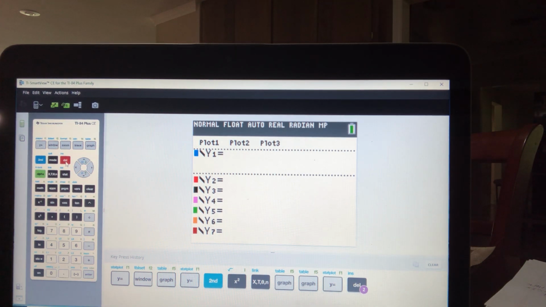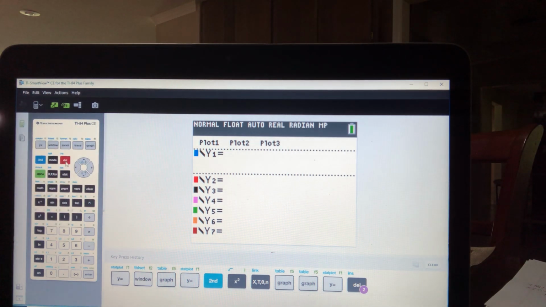Okay, so I want you to see what the graphs for some radical functions look like, and then we're going to talk about transformations of those graphs as we have done all year. So the first one we're going to take a look at is the square root of x. So I'm on the y equals screen right now, so that would be the top row first button. So when you press that, you get the y equals screen.